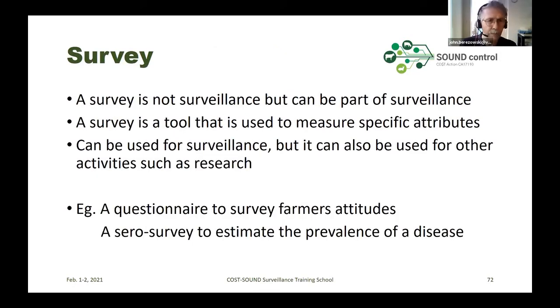Just quickly, a survey. A survey is not surveillance, and it's not a study design. It's simply a tool that is used to measure specific attributes. We use surveys in surveillance all the time, but they themselves are not surveillance. I mean, they're not even monitoring. They're part of monitoring, they're part of surveillance, but they aren't surveillance. So an example would be a questionnaire to survey farmers' attitudes, or a sero survey to estimate the prevalence of disease. Both of these would be surveys, and they would provide information that's part of surveillance, but in themselves, they are not surveillance.